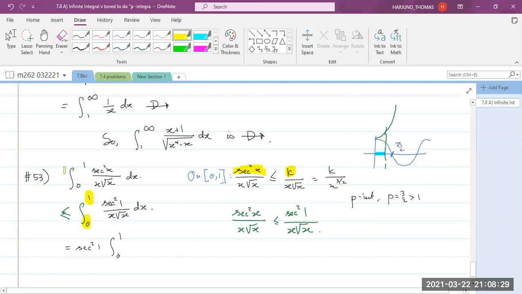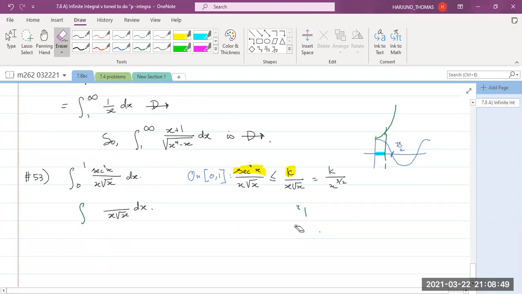Before I start, I apologize. Let me figure out first how I want to bound it. No, this is not the p integral. My bad. Erase. I forgot that's from 0 to 1. That's not from 1 to infinity. It's from 0 to 1.